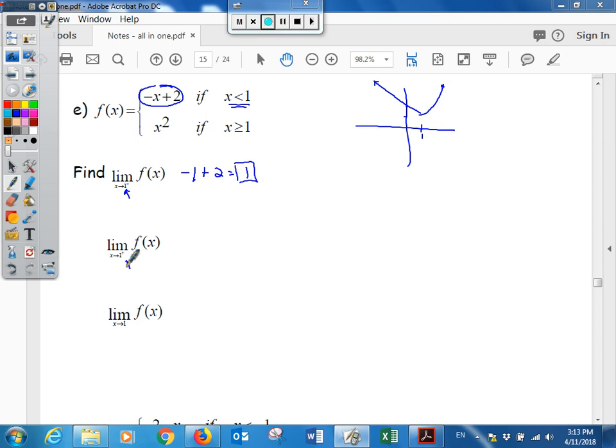Now I'm talking about coming from the right. So this is the function that comes from the right, the x squared. So I'm going to plug a 1 into the x squared and I get a 1. So the limit coming from the right is 1.